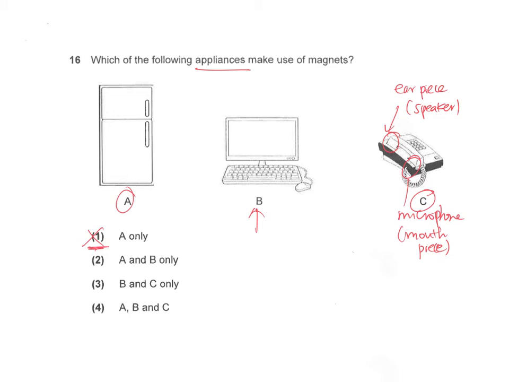So this is wrong. A and B, you must have C again, so this is wrong. B and C is missing A, so wrong as well. So the most likely answer in this case will be A, B, and C. So in a computer, you probably also have magnets inside them. So it is also one of them. All right, that has got a magnet. So answer has to be 4.